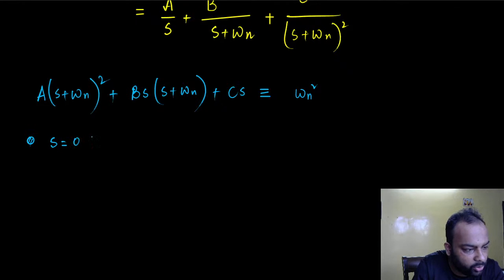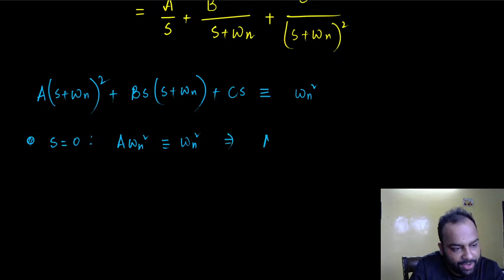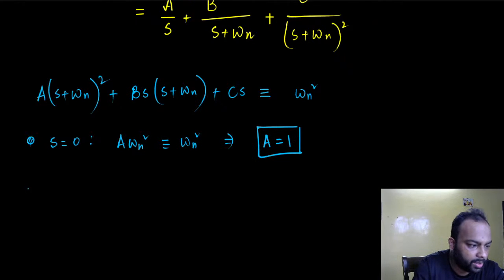So let's put s equal to 0. If I put s equal to 0, then this term vanishes, this term vanishes, this term vanishes. So I will be left with this. This becomes a omega n square, and that will be equivalent to omega n square. So we have found a value for a, which is going to be equal to 1.